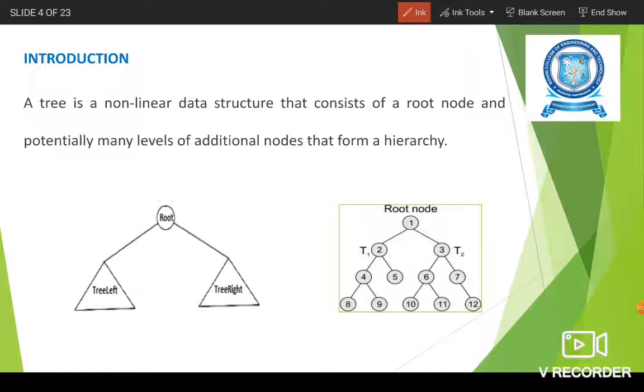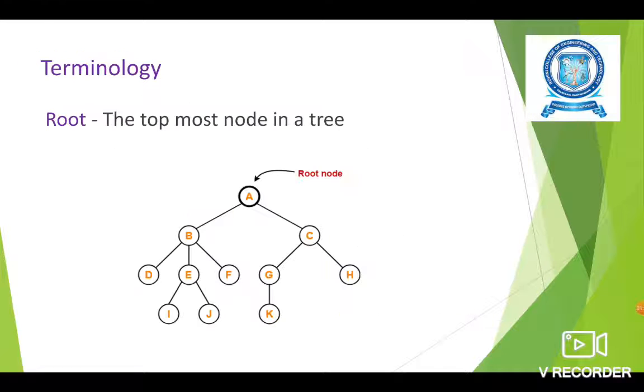It consists of the root node and it can have many levels of additional nodes. They form a hierarchy. So we have the root node and the left subtree and the right subtree. Okay, so this is an example of tree ADT.